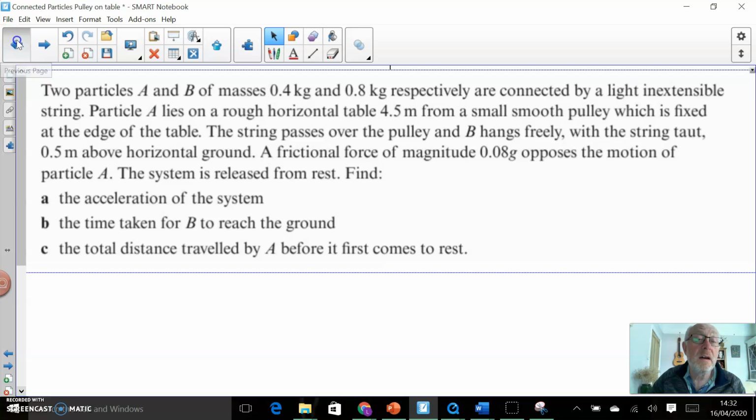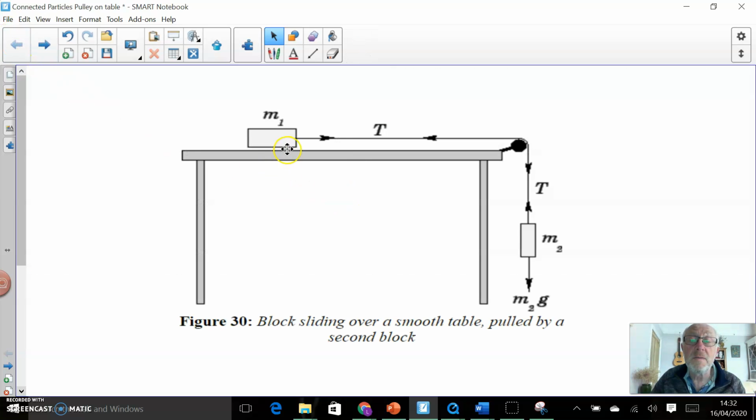So what we have then is a situation where the system is released from rest. B, which is this M2, will travel to the ground. First of all, we've got to calculate the acceleration of the system. We've got to calculate the time taken before this M2, or B, reaches the ground. And then A, which is M1, will be travelling along the table. And then we've also got to find the distance that A travels before it comes to rest.